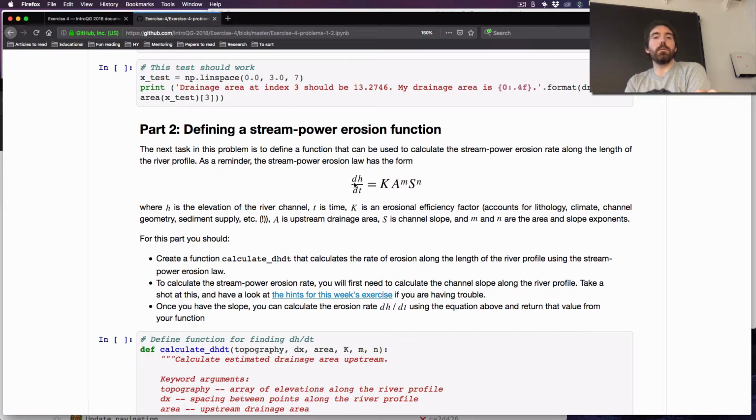So this should basically be what the value of the stream power erosion equation is at every distance along your river profile. You've calculated the area in the last part, and now you can use that area here to calculate the stream power erosion.